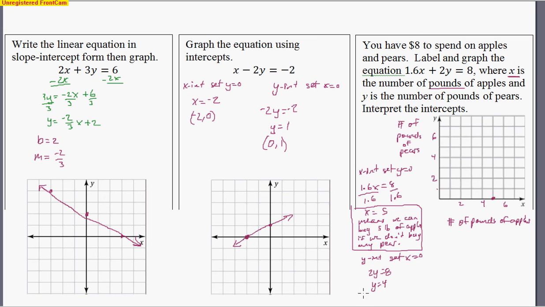And so we have, which means we can buy 4 pounds of pears if we don't buy any apples. And so those are the definitions of the x and the y-intercepts. So we get to plot those 2 points and then draw the line between them.